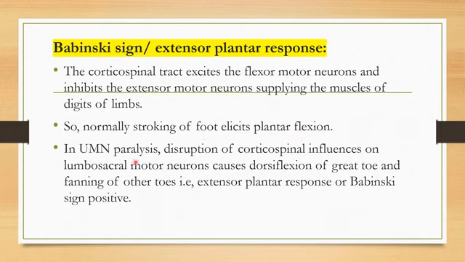But what happens in upper motor neuron paralysis? Disruption of corticospinal tract influences on the lumbosacral motor neurons causes dorsiflexion of the great toe and fanning of the other toes. Only the great toe will be flexed upward and the other toes will be fanned, that is, expanded. This response is called the extensor plantar response, or Babinski sign positive. It is seen in upper motor neuron paralysis and also in newborns.